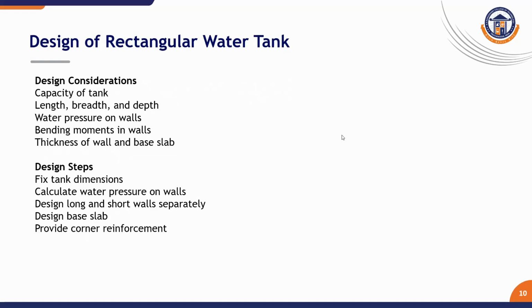Design of rectangular water tanks. Some of the design considerations are the capacity of the tank, length, breadth, and depth, which means the volume of the tank, water pressure on the wall, bending moment acting on the wall, thickness of wall, and the base slab. Here also some design steps are there. First, fix the tank dimensions. Calculate the water pressure on the wall. Next, design long and short walls separately. Design the base slab, providing special corner reinforcement. These are all the design steps for the rectangular water tank.